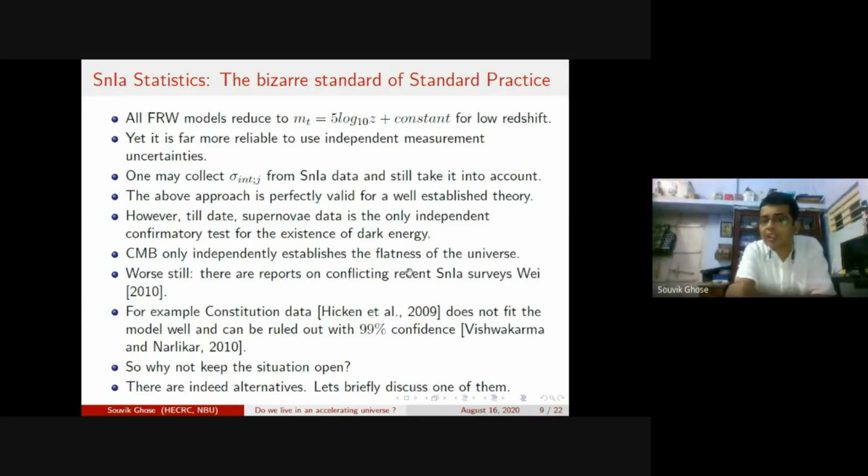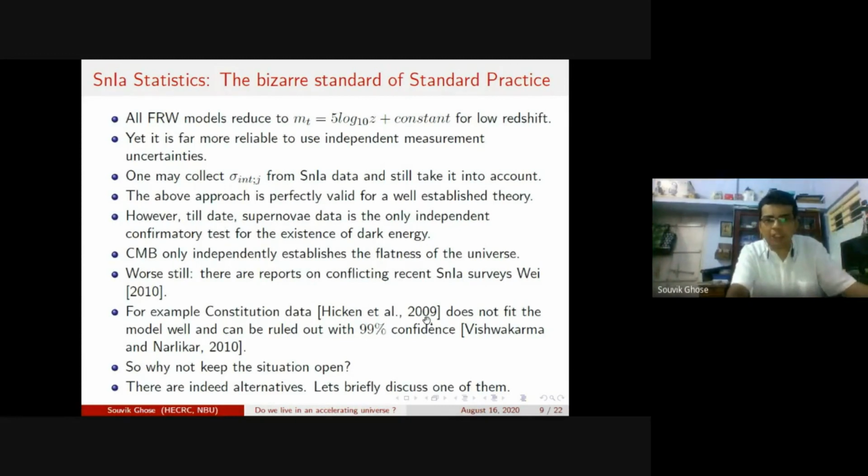Worse still, there are reports of conflicts within supernova data analysis, and this paper will deal with that. I'll give the reference, but today I'm not going into that detail. I'll give you one example, though, from the Vishwakarma paper. They have worked with the Constitution data by Hicken et al., etc. They have fitted a model, the standard model, with the supernova data.